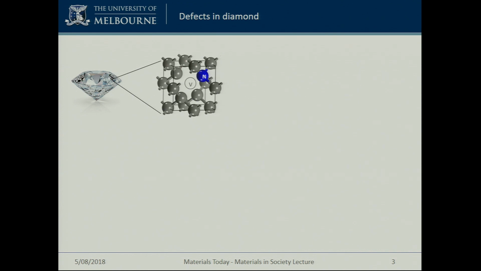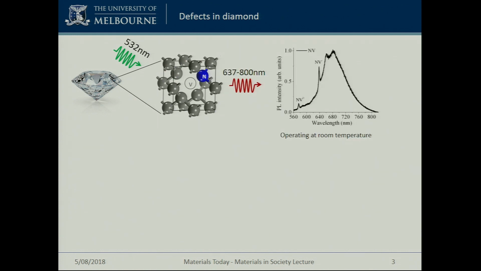Now this is an optically active defect centre, so if I shine light on it, like this green laser pointer, I'll get strong, broadband red fluorescence. The defect centre can have two charge states, a neutral charge state and a negatively charged state, and it's the negatively charged state which I'm going to be talking about today. That's the one that's got all of these amazing quantum properties.